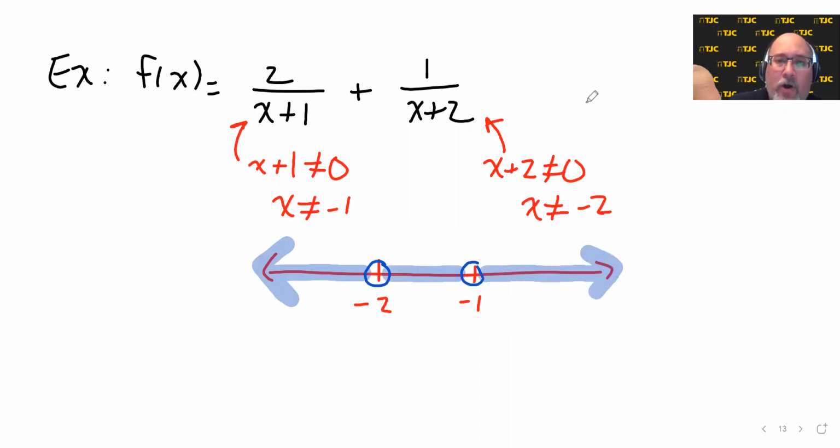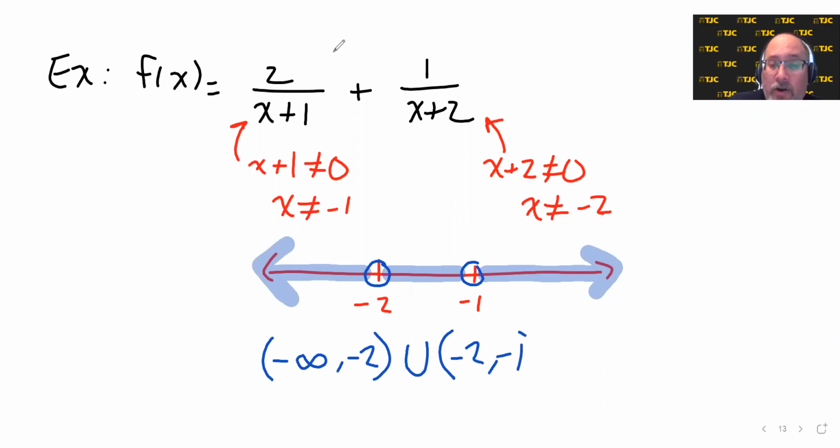the right of -1. Making our domain in interval notation: open parentheses negative infinity, comma -2, close parentheses, union, open parentheses -2, comma -1, close parentheses, union, open parentheses -1, comma infinity. So everything except those two numbers. So that wasn't too bad. This isn't the only time we've seen two numbers excluded from a domain.